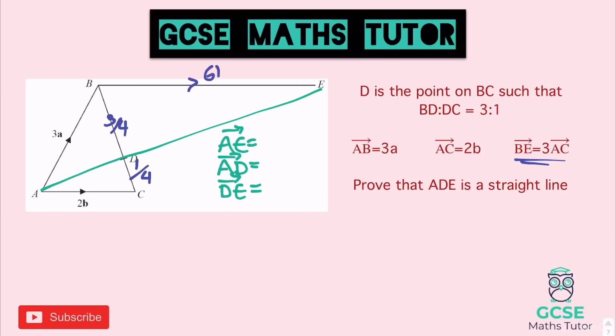So that bit there is 6b. Okay, so there's two things that I would suggest finding first. One of them is the vector from A to E, and the other one is the vector moving along that line there, B to C, and it doesn't matter which way you go.